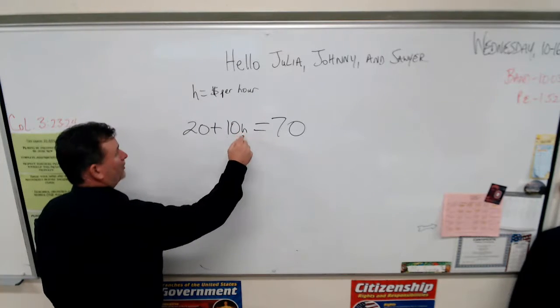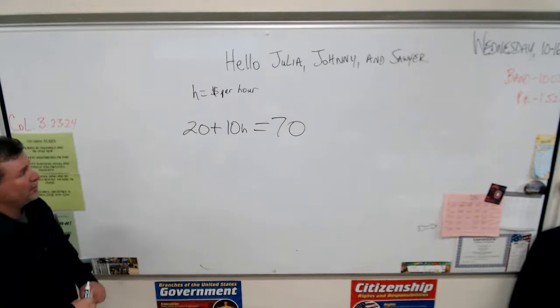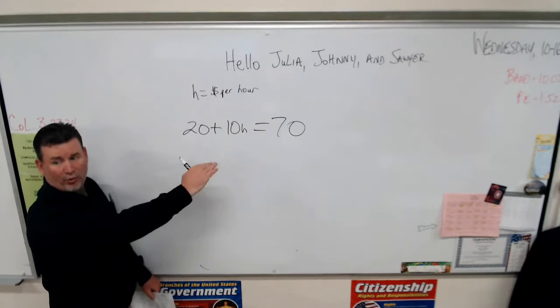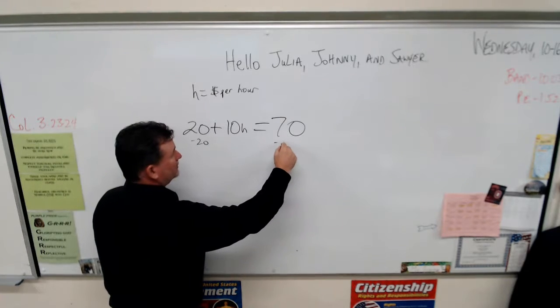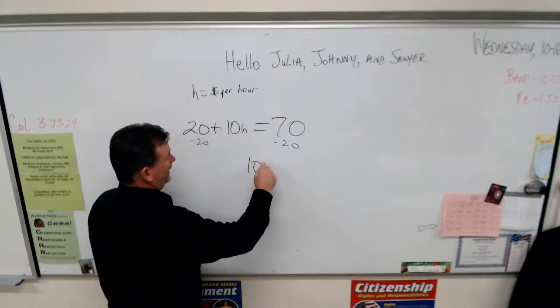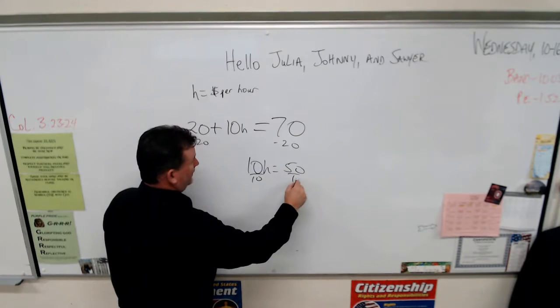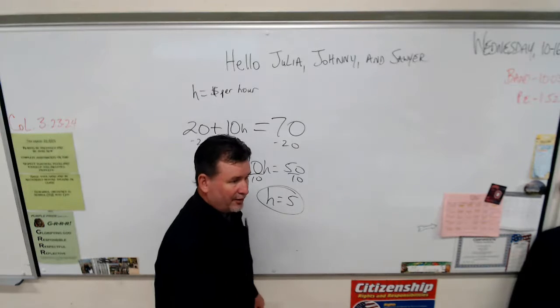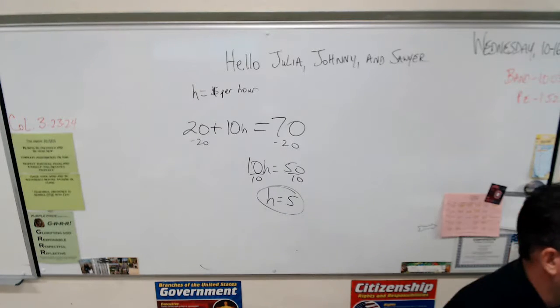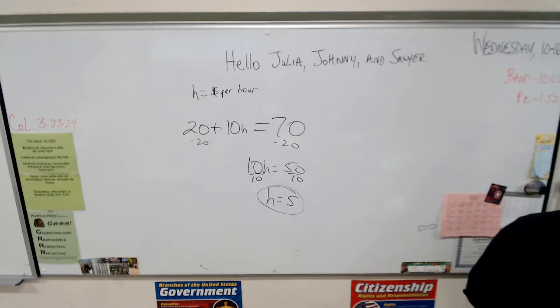per hour. Oh, I did that. You see that? You sure? I did that. So now that I have an equation set up, I'm going to subtract 20 from both sides. 10H equals 50. Divide by 10. H equals 5. Now, when this book was written, $5 was more than minimum wage.